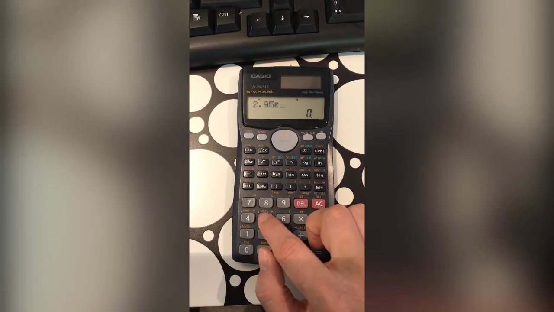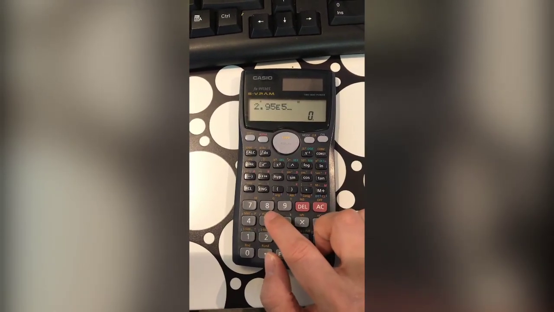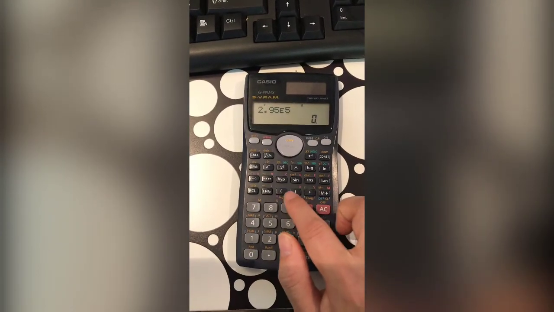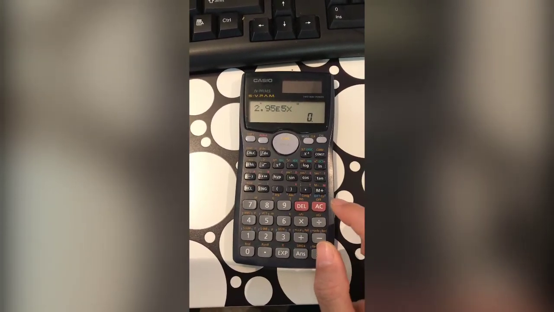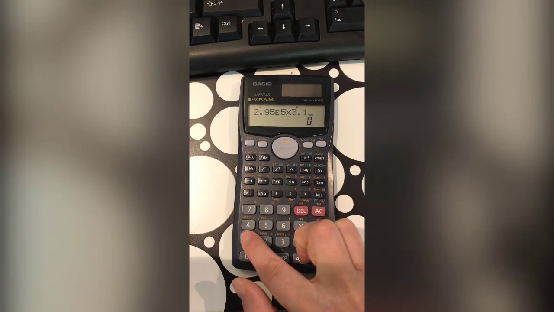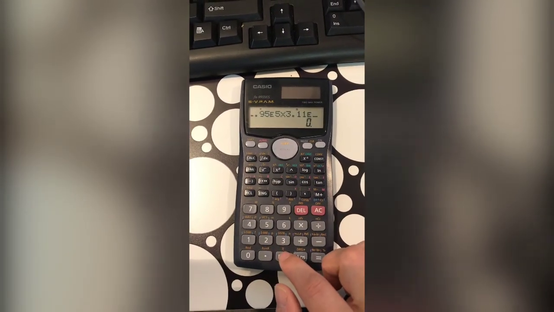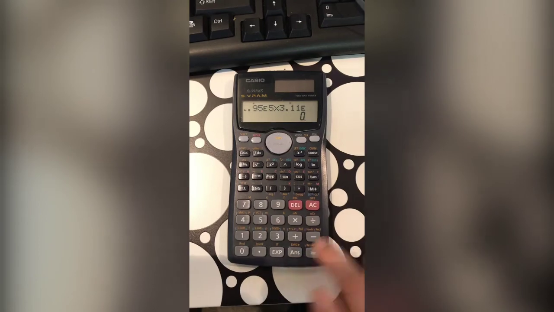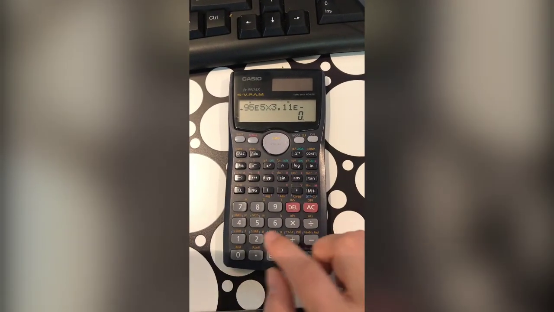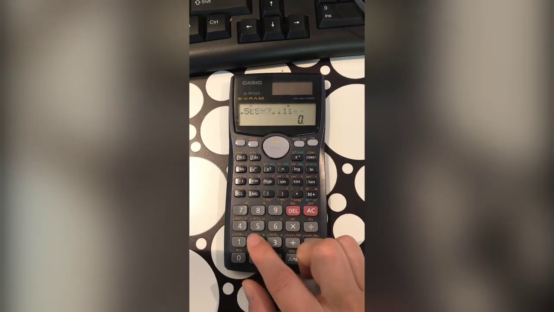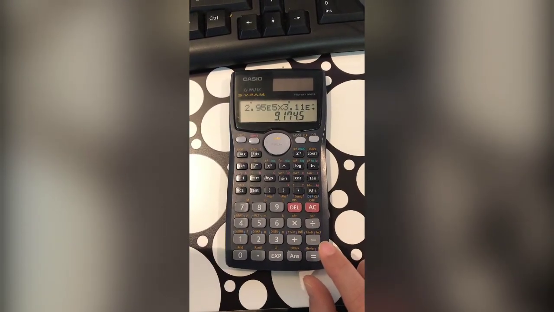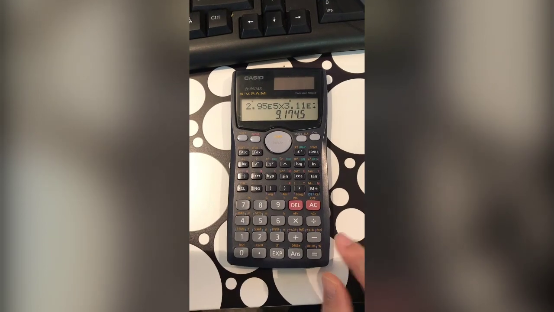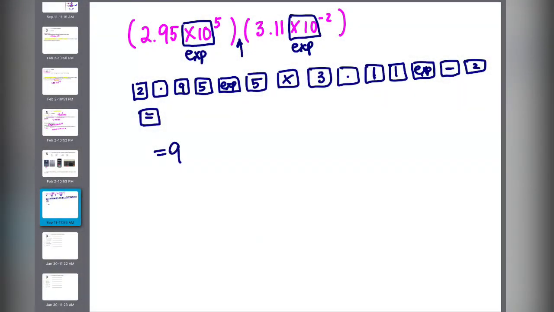So I have 2.95 EXP 5. And then in the bracket, some people like to use the bracket. I'm just going to use the multiplication sign. I'm multiplying the two numbers. 3.11 EXP to the negative 2. My negative button is up here. Like every calculator is different, so you're going to have to find yours. Negative 2. And I press the equal button. So my answer worked out to be 9174.5. So that's the answer that I got.